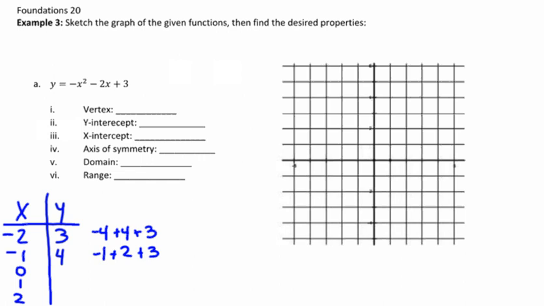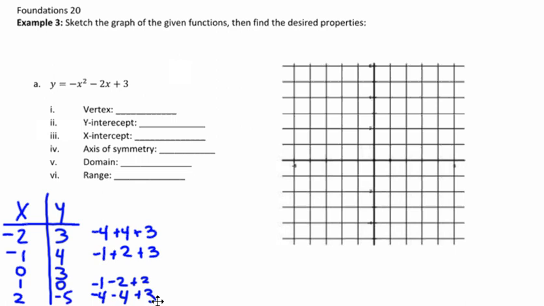0 minus 0 plus 3, so it's just going to be our y-intercept. 1 squared is 1 with a minus, -1. -2 times 1 is -2, plus 3. -3 plus 3 is 0. And 2 squared is 4 with a negative in front. -2 times 2 is -4, that should have been. Plus 3, so -4 plus 3 is -1.